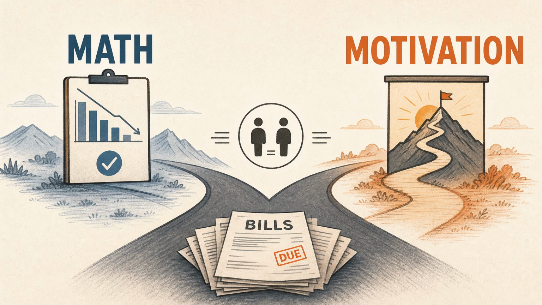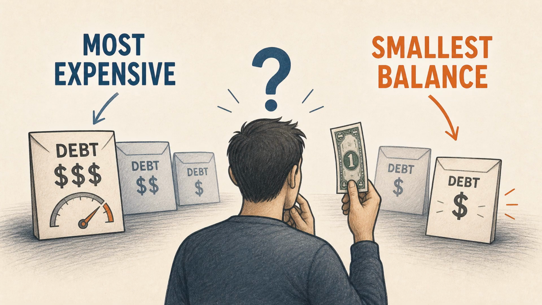Two people can owe the exact same debts, pay the exact same amount each month, and still choose very different payoff plans. One plan is built for math, the other is built for motivation. When you have more than one debt, the hardest question is not always how much to pay. It is where the next extra dollar should go. Should it attack the most expensive debt, or the smallest balance you can erase first?